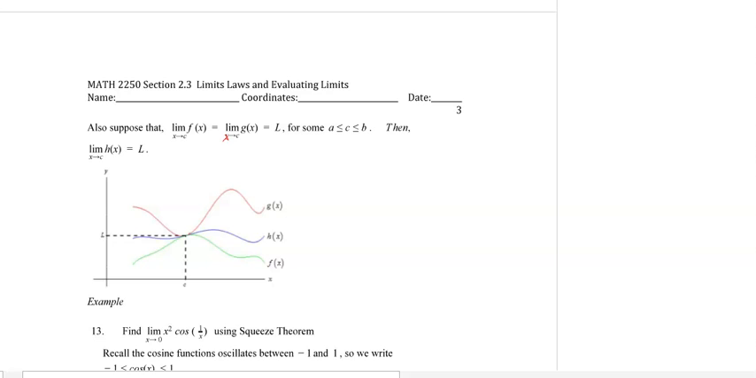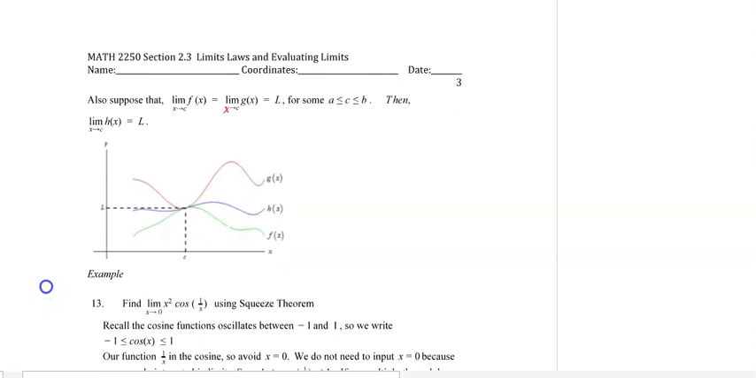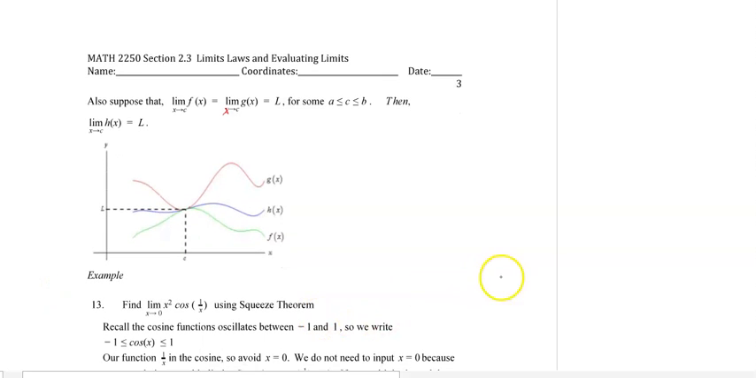Find the limit as x approaches 0 of x squared cosine 1 over x using the Squeeze theorem. Now recall the cosine function oscillates between -1 and 1. So if you remember what the cosine function looks like, it goes between -1 and positive 1. Now, we can write that -1 is less than or equal to cosine of x less than or equal to 1. Our function is the cosine of 1 over x.